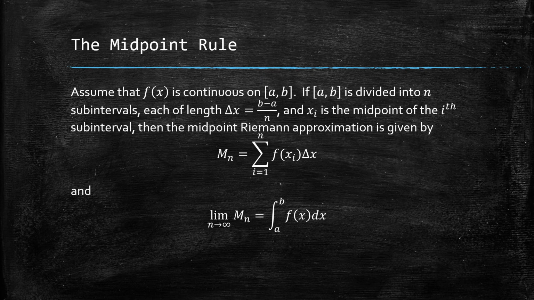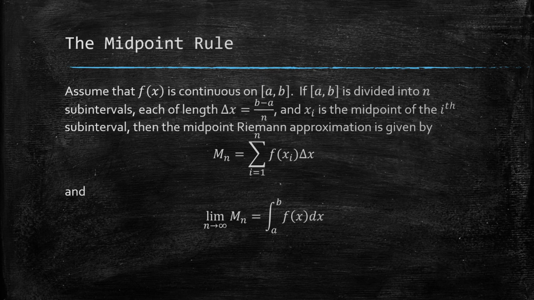M sub n equals the sum from i equals 1 to n of f of x sub i times delta x. And the limit as n approaches infinity of M sub n is equal to the definite integral from a to b of f of x dx. So the midpoint rule is very similar. Let's look at an example.